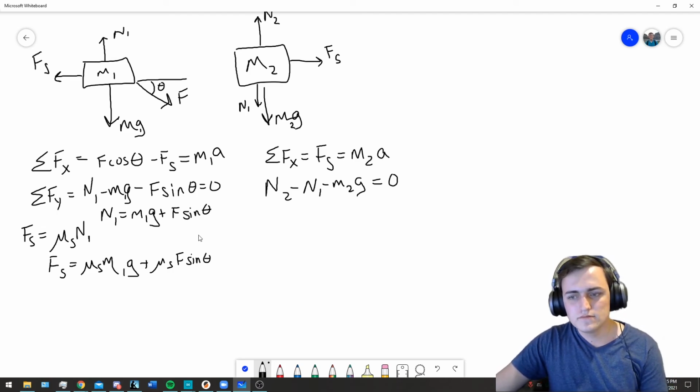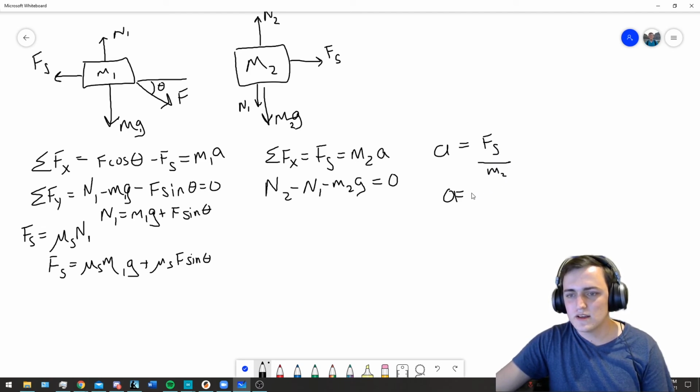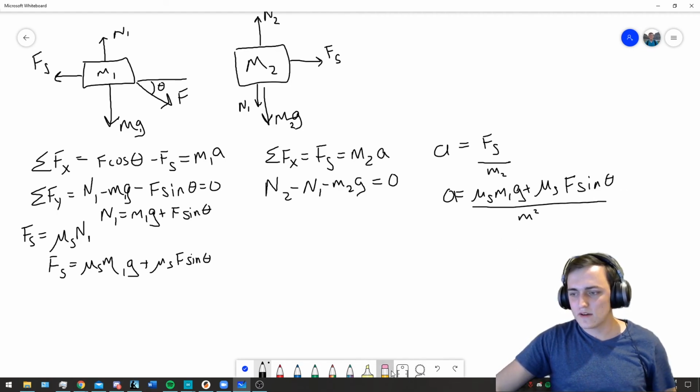Now, the last thing we don't know is acceleration. So we're actually going to want to take this expression and say that a equals Fs over m2, or that acceleration is, well, this whole nasty thing, mu s m1g plus mu s F sine theta over m2. Sorry, not m squared, m2.